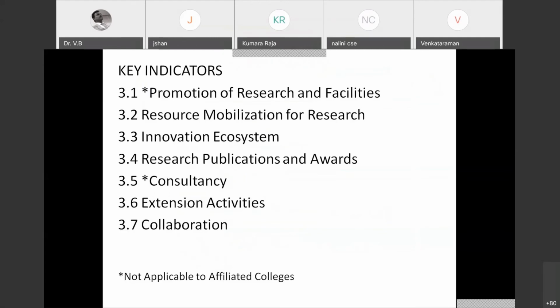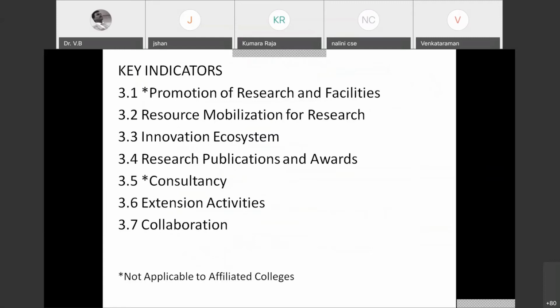Coming to criterion 3, it is for research facilities that are available. What are the facilities available, how much fund you are able to generate, what is the research outcome in the form of publications, seminars, conferences, patents. So what is the revenue that has been generated through consultancy projects, through royalties.